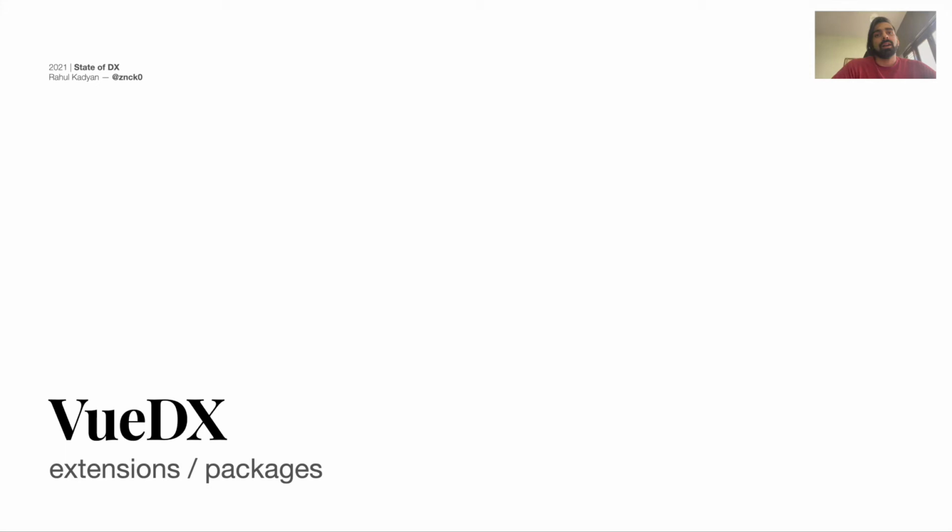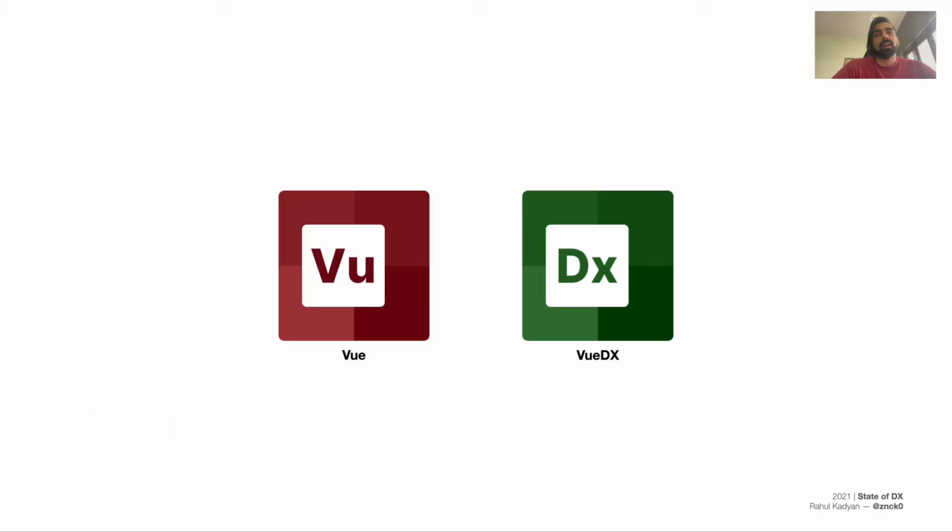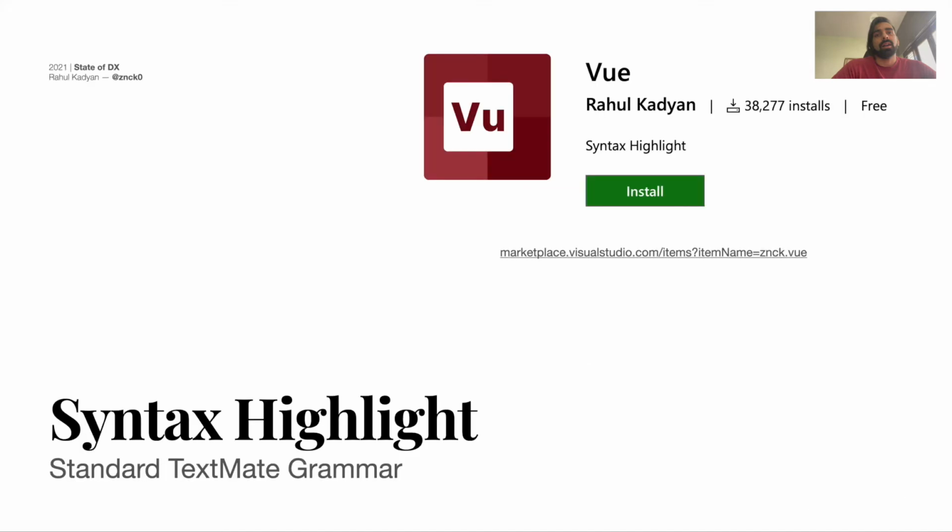This project consists of some extensions and some npm packages. If you want to use Vue DX for your IDE, right now it ships with two VS Code extensions. You can find them on the marketplace by searching for the name Vue or Vue DX. The first one is syntax highlighting. It is a static grammar, a TextMate grammar for IDEs, so that it can highlight Vue files correctly.